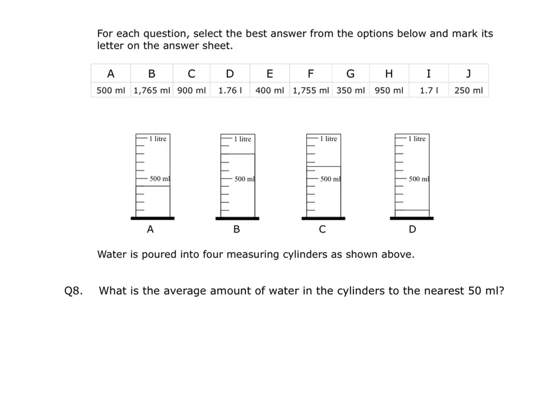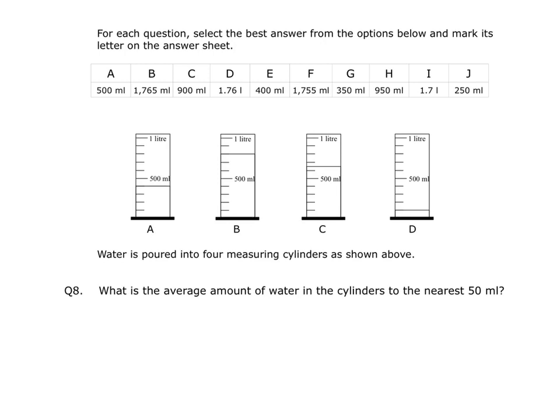For each question, select the best answer from the options below and mark its letter on the answer sheet. Water is poured into 4 measuring cylinders as shown above. Question 8. What is the average amount of water in the cylinders to the nearest 50 millilitres?